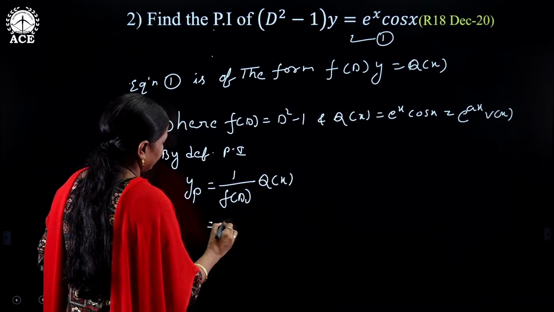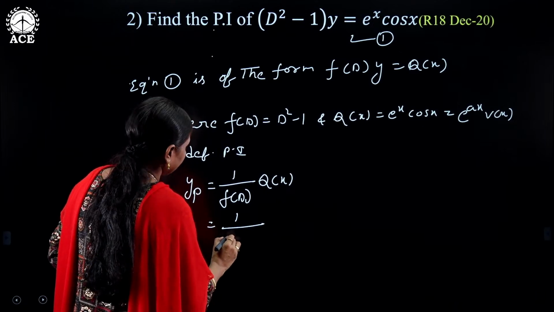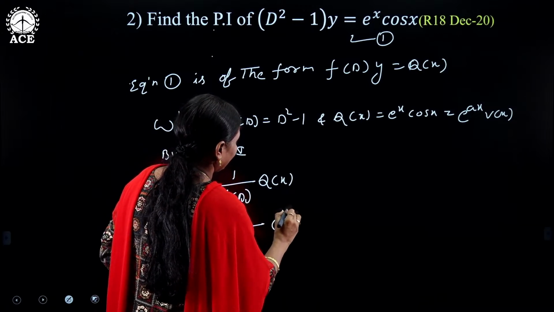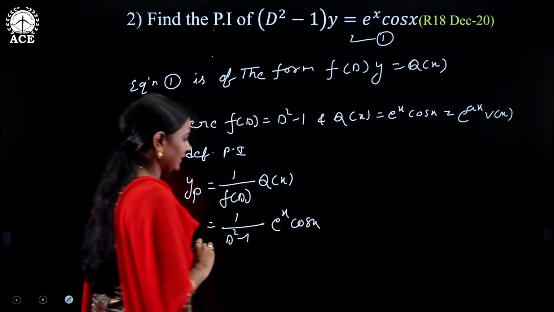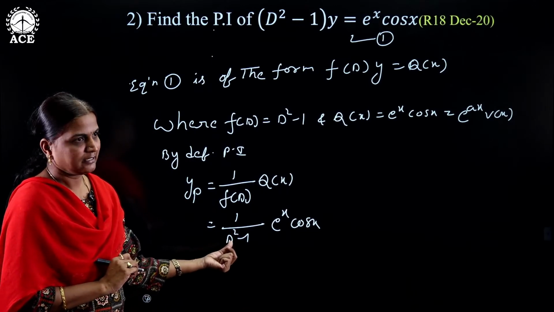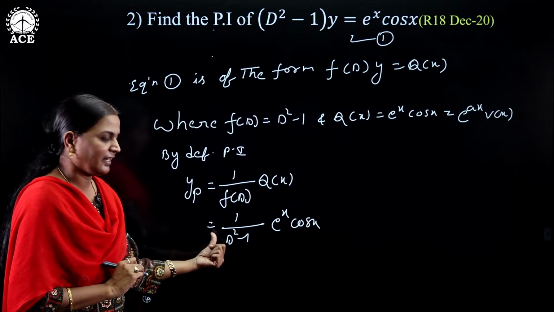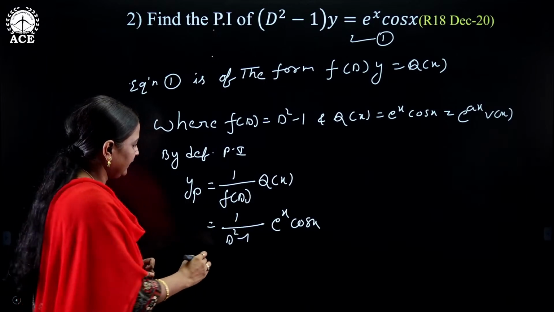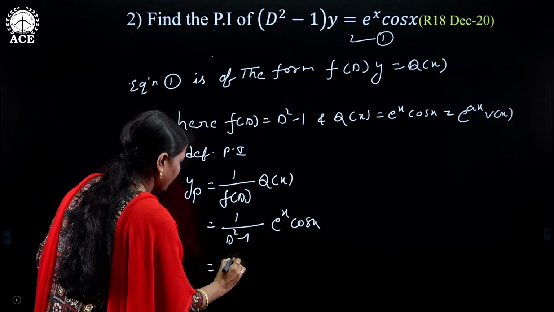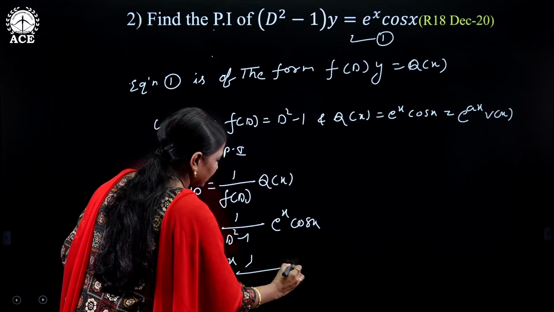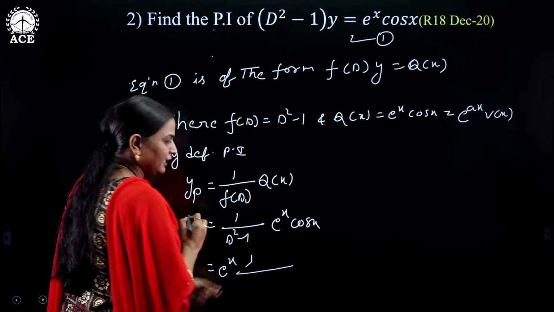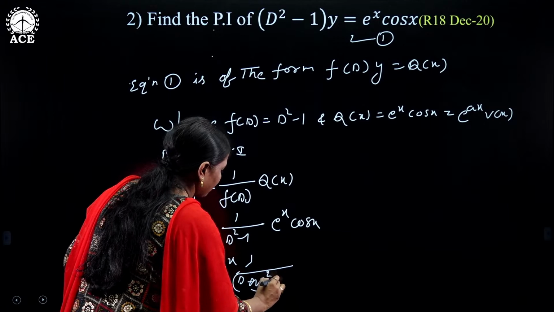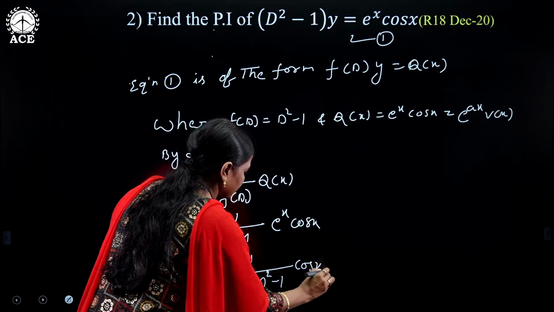And what is f of d here? So, 1 by f of d is nothing but 1 by d square minus 1 into q of x. Q of x is equal to e power x into cos x. What is our procedure? Here the procedure is: take e power x to the left side. Now, here the x coefficient is 1, that is a. So, take e power x to the left side and replace every d with d plus 1. The x coefficient is 1, so that is 1 by d plus 1 whole square minus 1 into cos x.